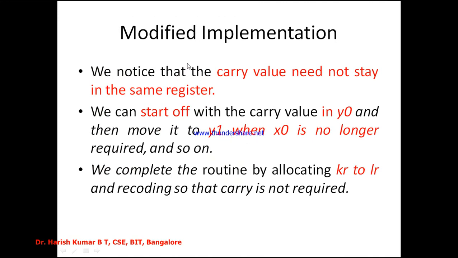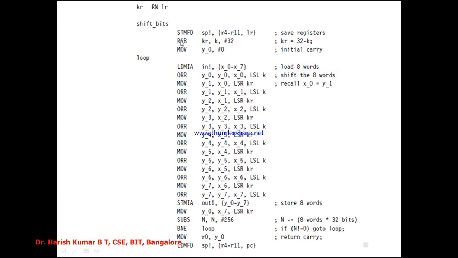Now we have understood from the previous example that the carry value need not stay in the same register. Now carry value can be shifted from y0 to y1, and y1 to y2, y2 to y3, like this, without having a specific register designated for it. And now what we are doing is the LR, we are designating it to KR. Now this is what we are doing.